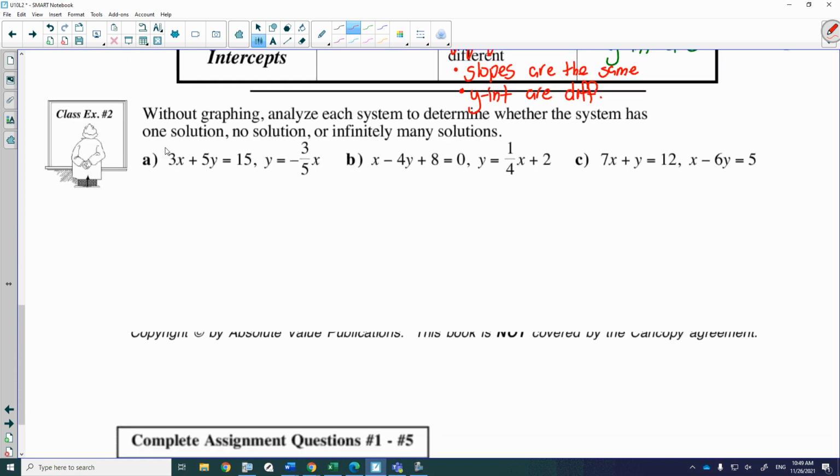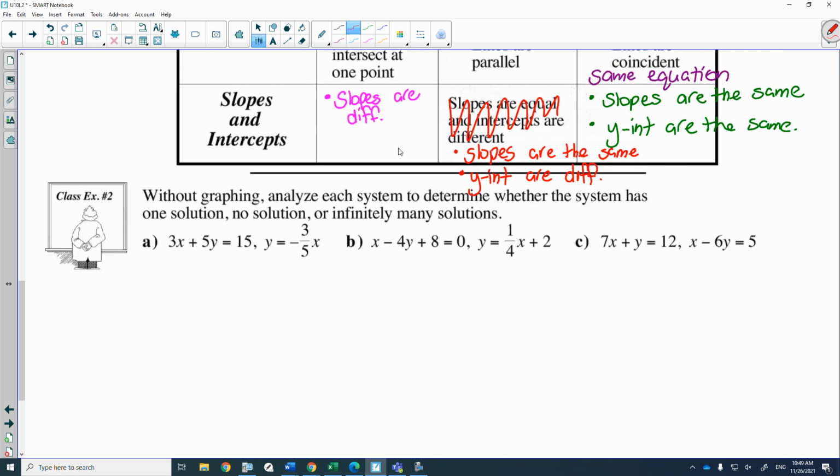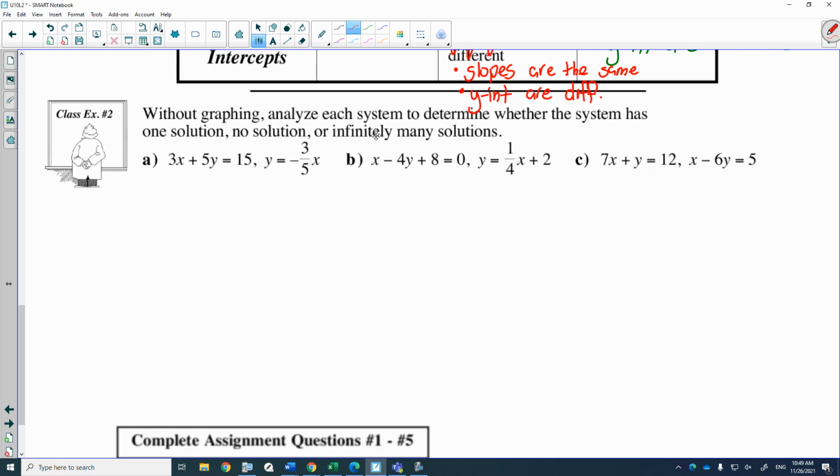Last example. Without graphing. So you're not going to graph these. You don't need to graph these, right? Analyze each system to determine whether the system has one solution, no solutions, or infinitely many. So we're determining, are the equations identical? Because if they're identical, they've got infinite. If they've got the same slope, they're parallel, no solutions. Or if they have different slopes, one solution.